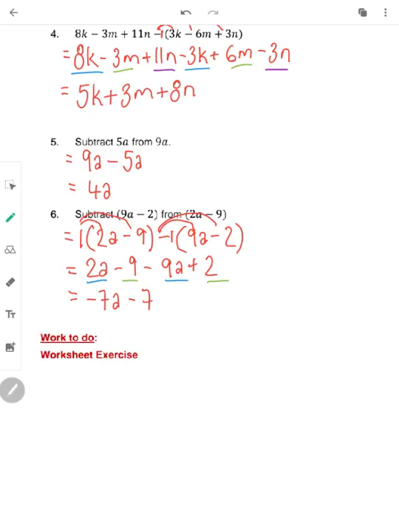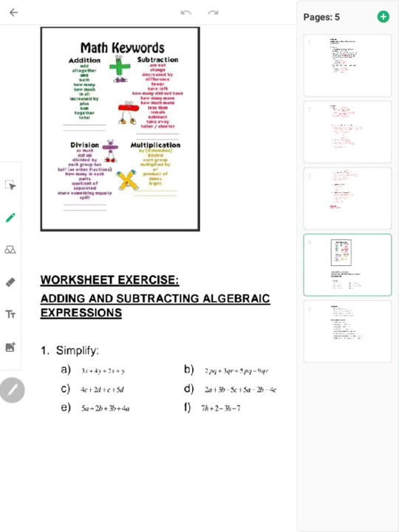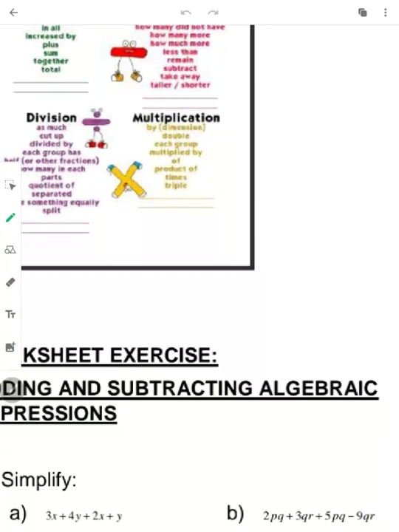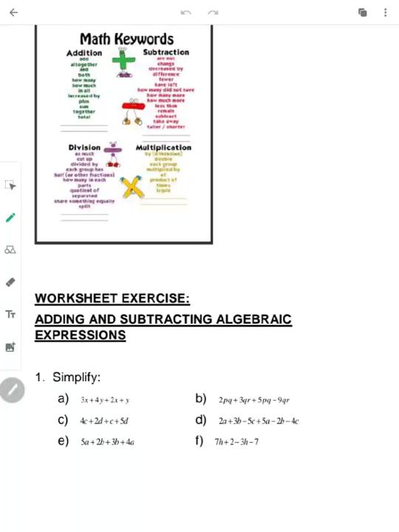So you can carry on to do the worksheet exercise. Firstly, on the next page, I have provided you with some math keywords. Well, if you zoom in, it's not that clear. Hope you can see or make out what it is. And then it follows with the worksheet.